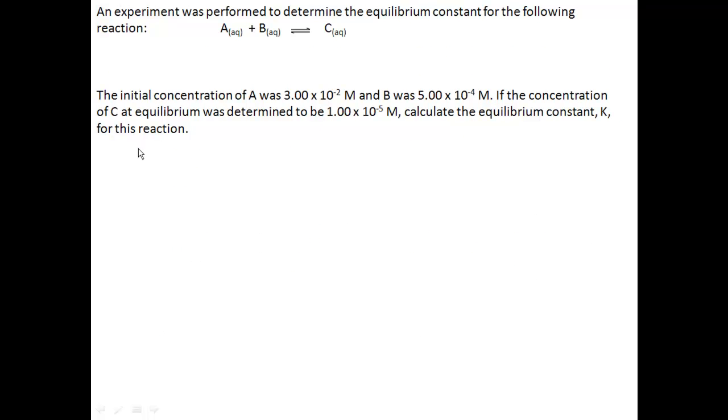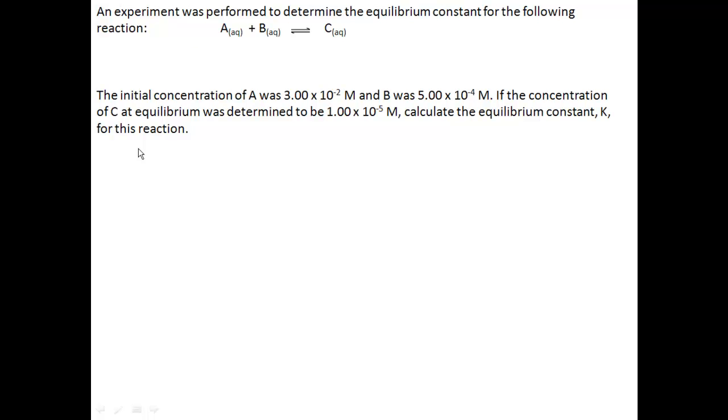Okay, this one is determining the equilibrium constant. The experiment was performed on a reaction A plus B gives you C. You're given the initial concentration of A and B. If the concentration of C at equilibrium is 1 times 10 to the negative fifth, calculate K. So we know the initial of A and B, and we know at equilibrium what C is. We can calculate the K.